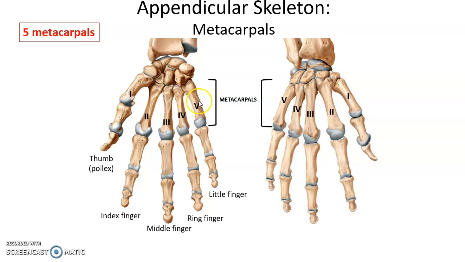All right, the metacarpals is the collective name of the bones that make up the palm of the hand. There are 5 metacarpals. They're named 1, 2, 3, 4, 5. So metacarpal 1, metacarpal 2, metacarpal 3, metacarpal 4, metacarpal 5. And it starts with the number 1 on the same side as the thumb. So in the anatomical position, that would be lateral.